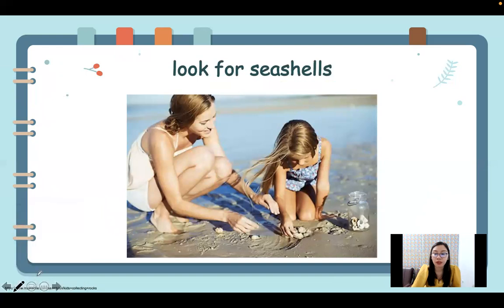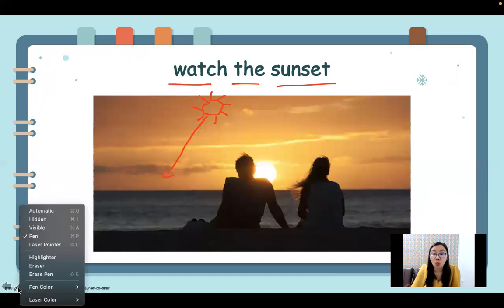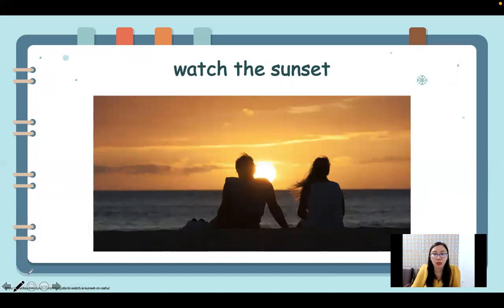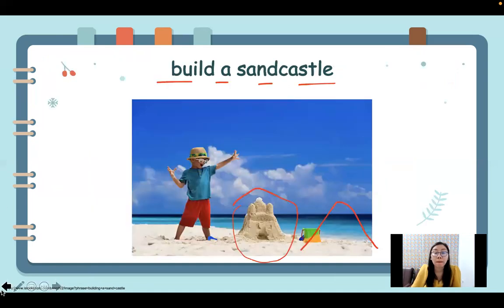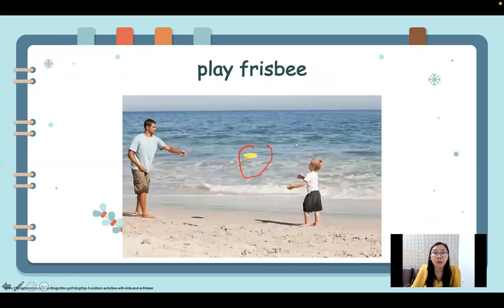Now I would like everybody to please read it again one more time. Let's go. 1, 2, 3. Look for seashells. Good. Next. Watch the sunset. Good. Next. Build a sand castle. And one more time. Play frisbee. Fris and then bee. Frisbee.